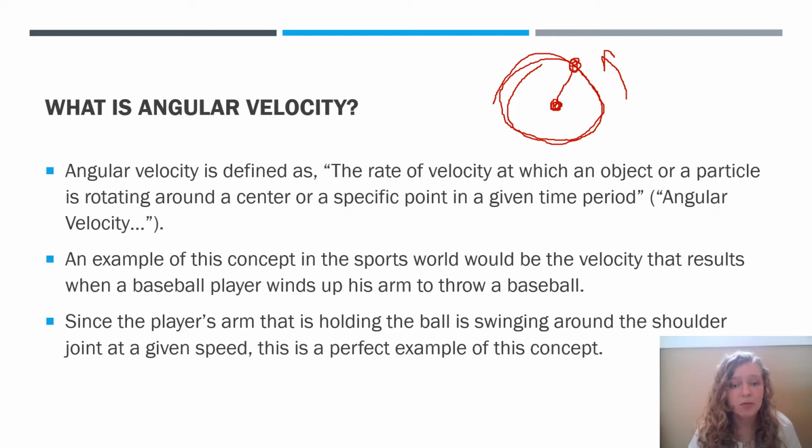So an example of this concept in the sports world would be the velocity that results when a baseball player winds up his arm to throw a baseball. And this is a good example because the shoulder joint is actually the center point in this example, and the hand holding the baseball would be the object rotating around this center point.